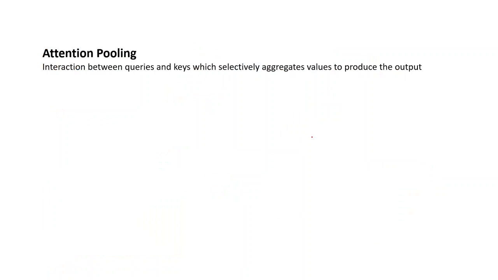So now this is known as attention pooling. Now what is attention pooling? Attention pooling is like you attach weight to the key and then you sum that up. It is the interaction between the queries and keys which selectively aggregates values to produce the output. So say you have a query which is denoted as x and you have n key-value pairs, like these are denoted as x1, y1. So x stands for the key and y stands for the value.